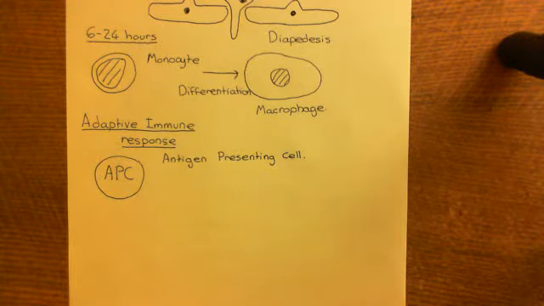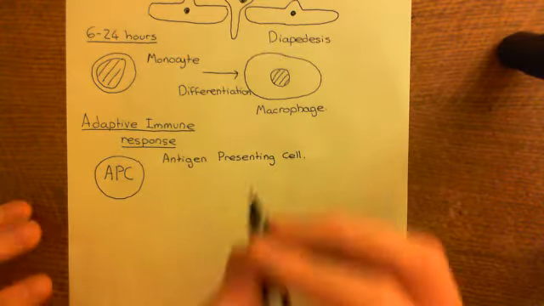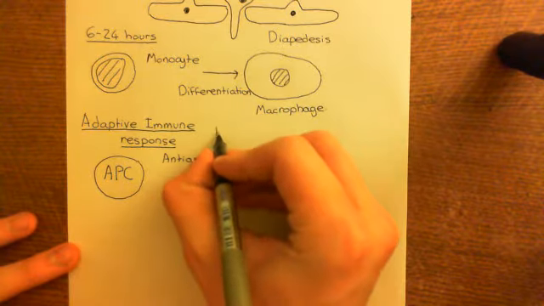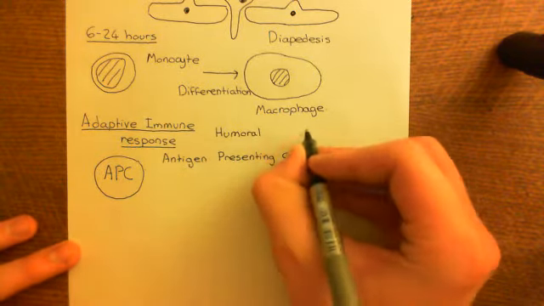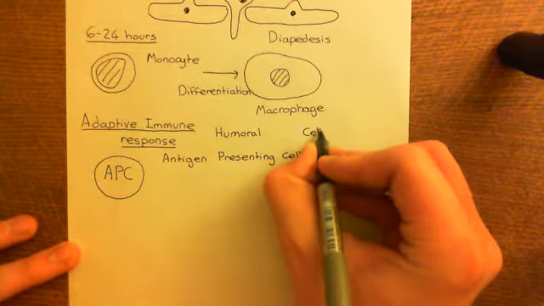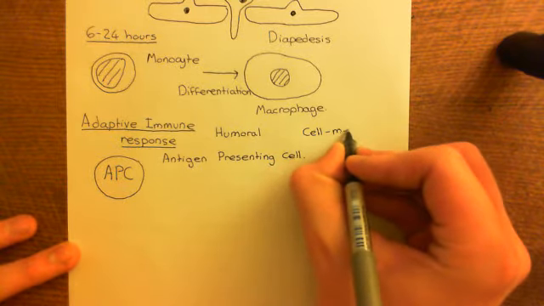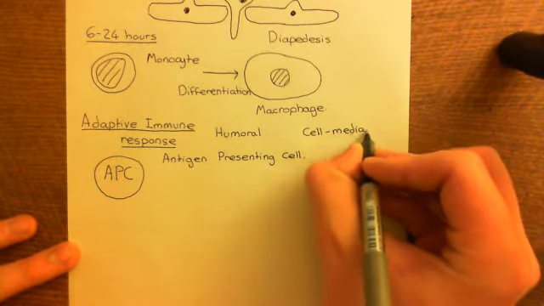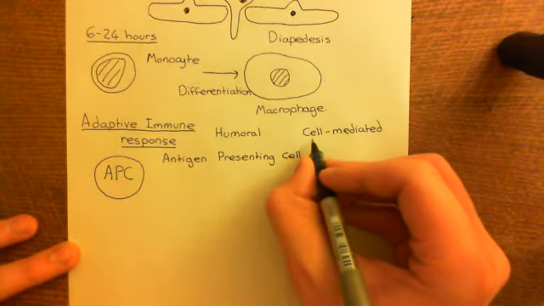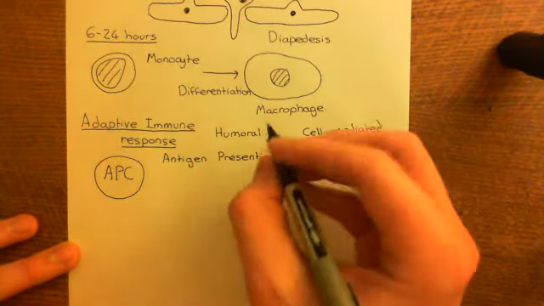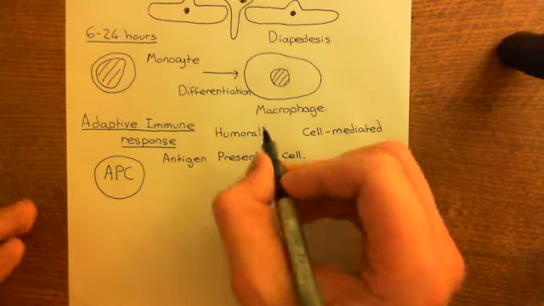Now we need to understand that there are two types of adaptive immune response. There is what's known as the humoral adaptive immune response, and there is also the cell-mediated adaptive immune response. Now the humoral immune response is to pathogens which are extracellular. So what do I mean by that?